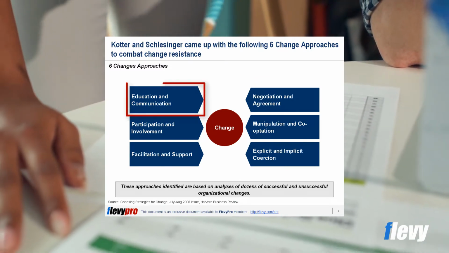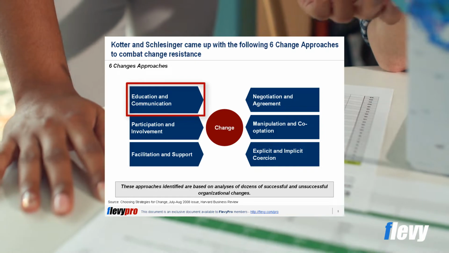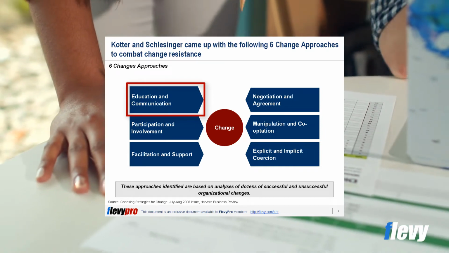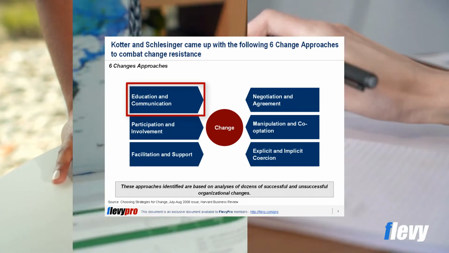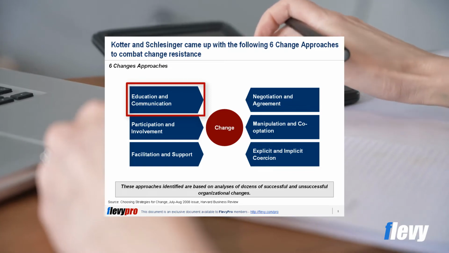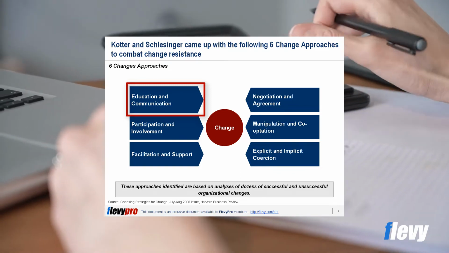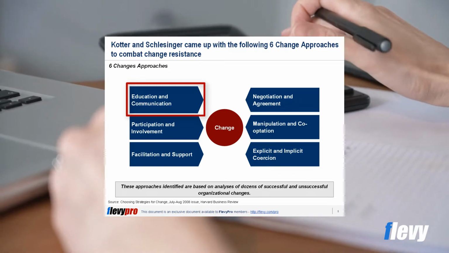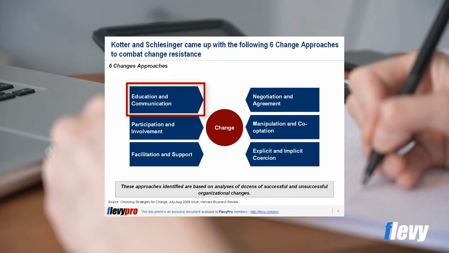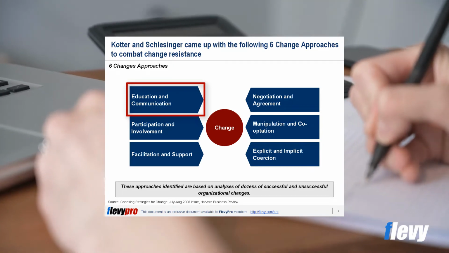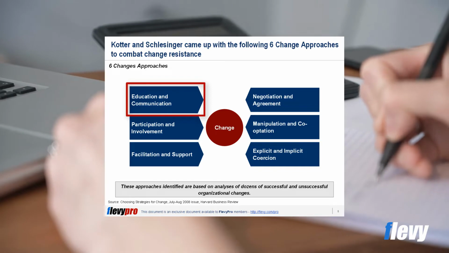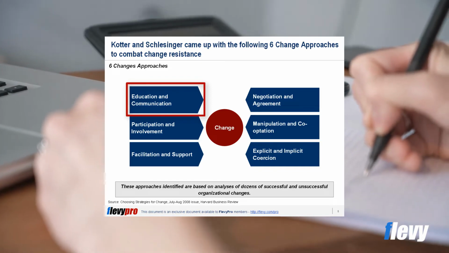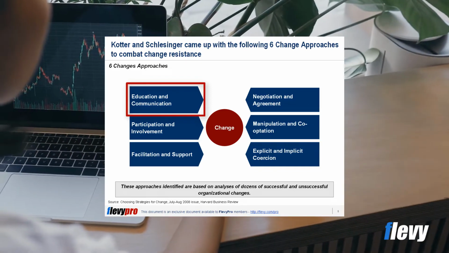The first approach is education and communication. One of the best ways to overcome change resistance is to inform and educate people about the change effort beforehand. Preceding communication and education helps employees see the logic in the change effort. This reduces unfounded and incorrect rumors concerning the effects of change in the organization. Once persuaded, people will often help with the implementation of the change.